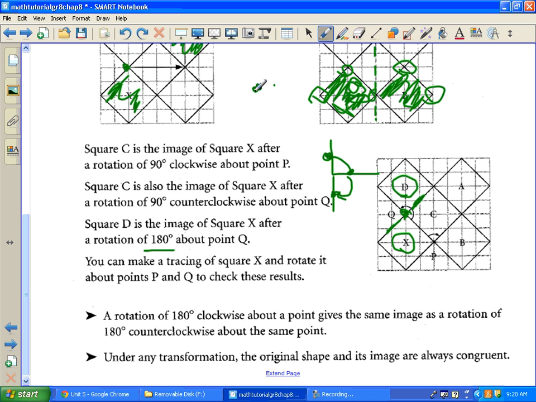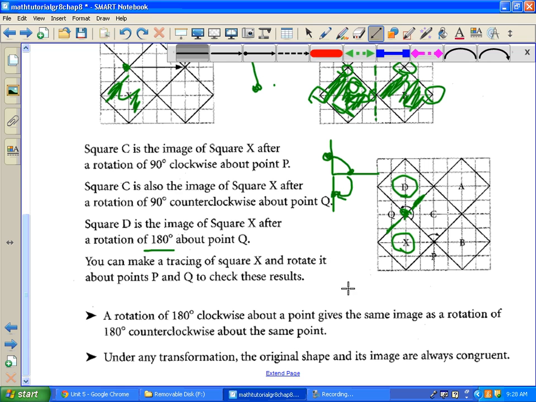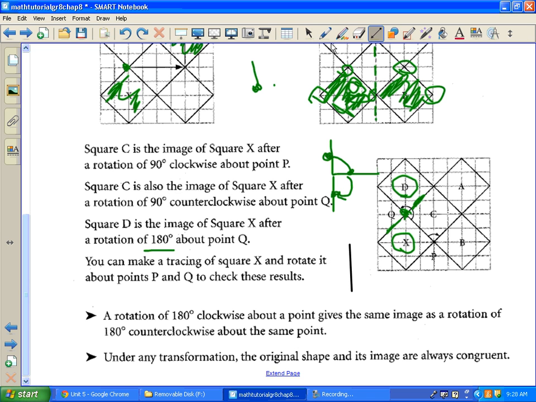So if I'm starting here and my line is, well, maybe even a better line than that. If I want to rotate 180 degrees clockwise, it's going to end up there. If I want to go counterclockwise, it's still going to end up in the same spot. Okay, so a 180 degree rotation just means it's going to totally rotate around and face the opposite direction.